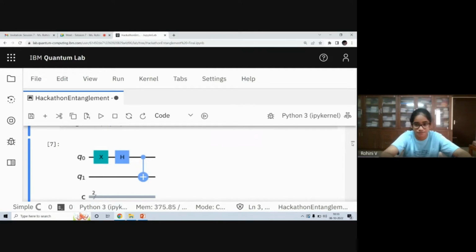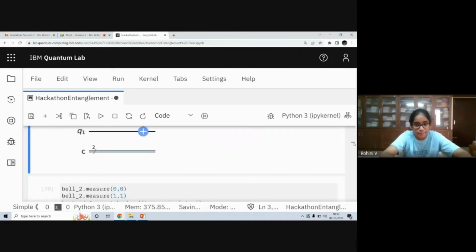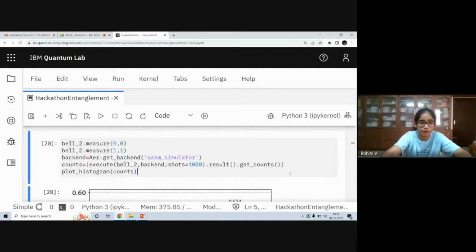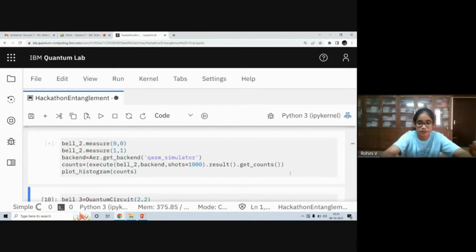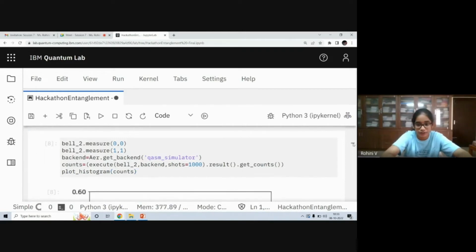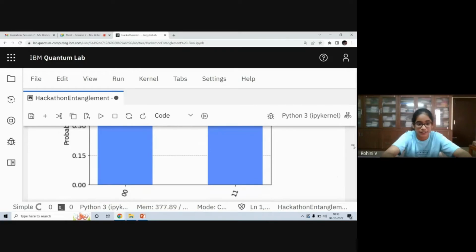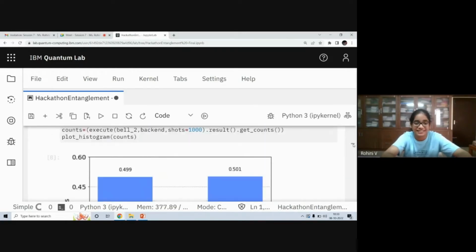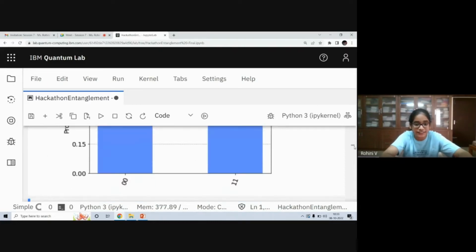Now I'll also run it for you in the histogram. When you run it, you get 00 and 11 with their probabilities. Oh my god, this is really close: 499 and 501. We could have got 500 and 500, but that was really close. So, 00 and 11.